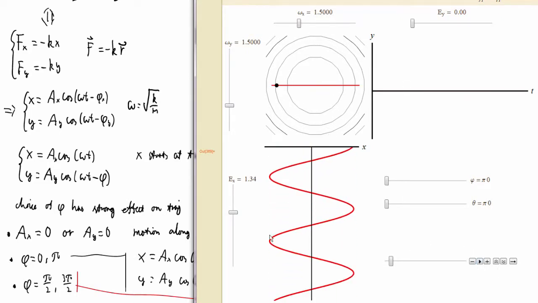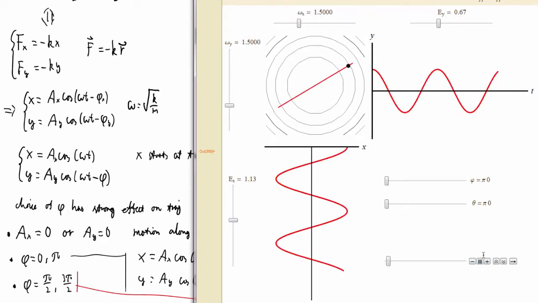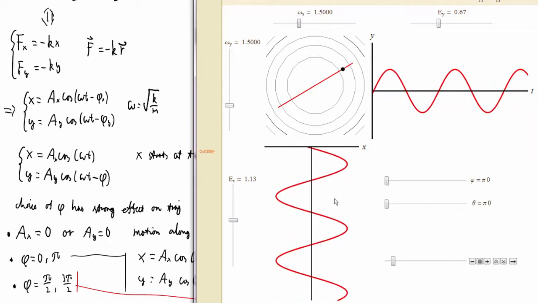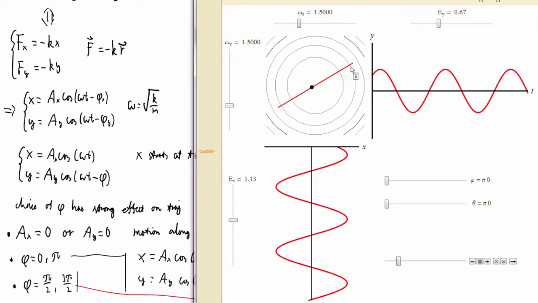All right. Then we'll have phi. I have phi over here. It's 0 times pi. If it is 0, then our solution should tell us that we move along a straight line no matter what energies we pick. So we'll just pick some random energies, and then we'll run this here. So we have oscillation in y and we have oscillation in x, but they're both perfectly in phase, and therefore we're moving along a straight line. If I pause that here, you can see that the phase of the motion in x and in y are the same.